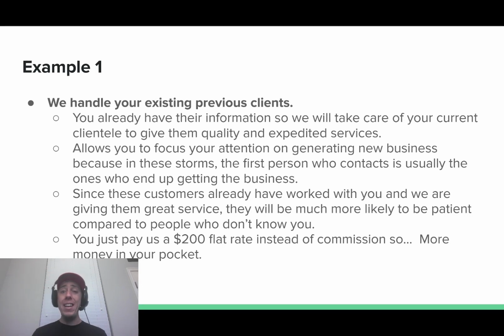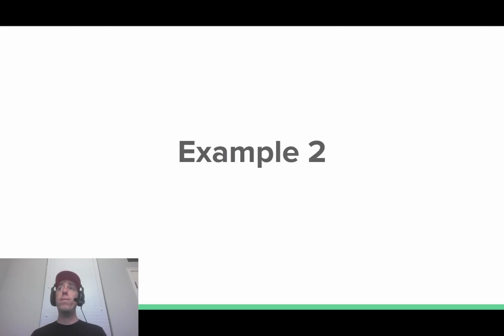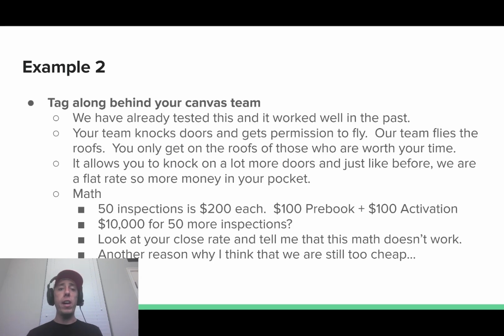Now, the second example is more targeted for ones who actually have a canvassing team and do canvassing. And this is what it's going to look like. So basically, we tag along behind your canvas team, all right? And we actually have already done this and it did work pretty damn well, okay? So basically what happens in this situation is your team goes out there and knocks on doors and gets permission to fly, okay? They don't have to be doing the inspection part of it.